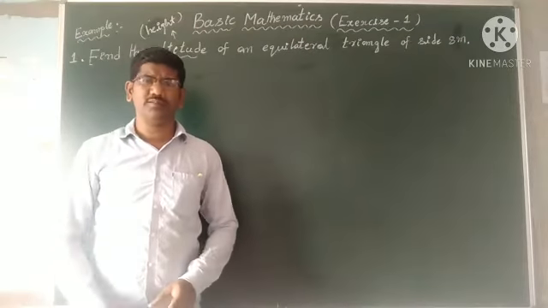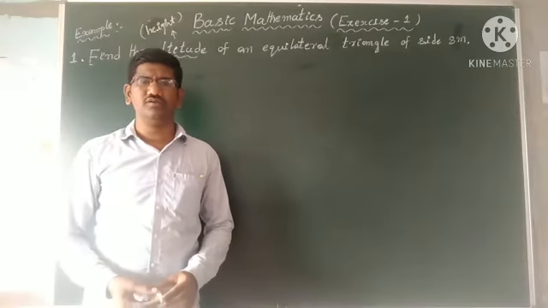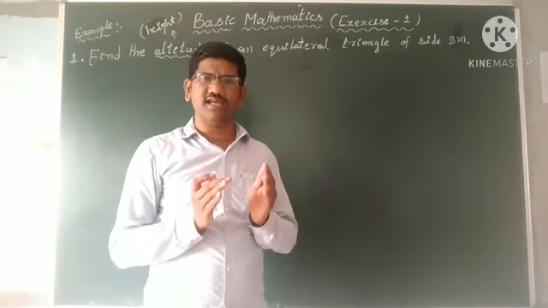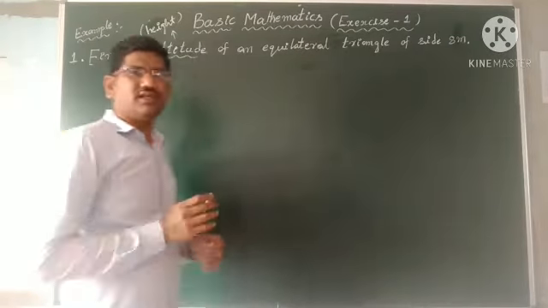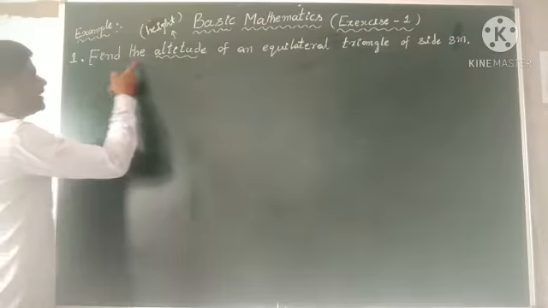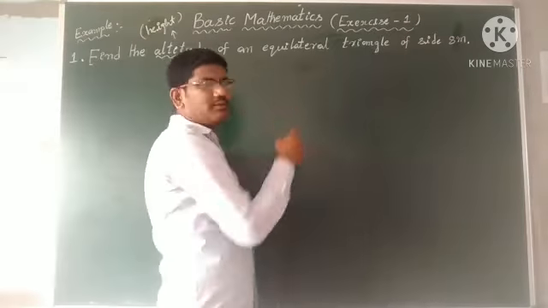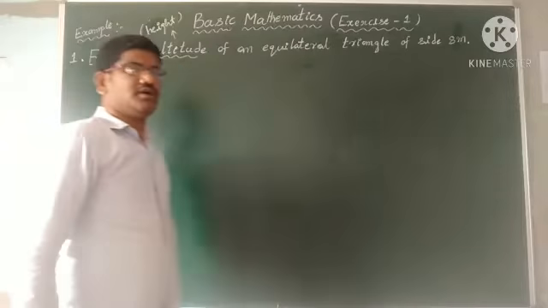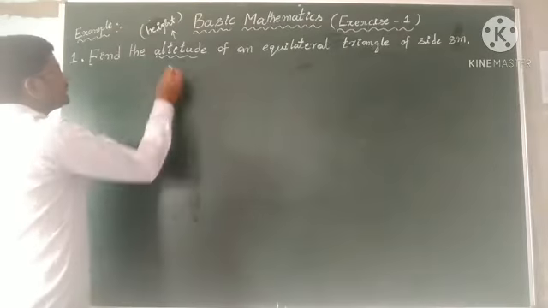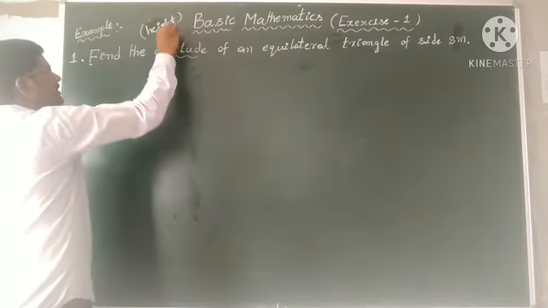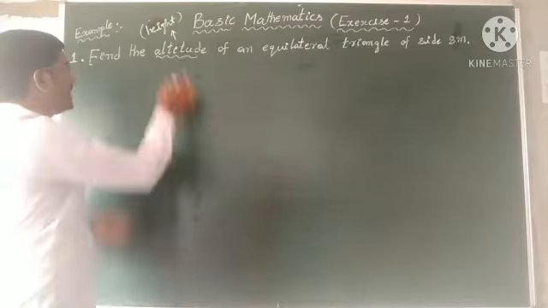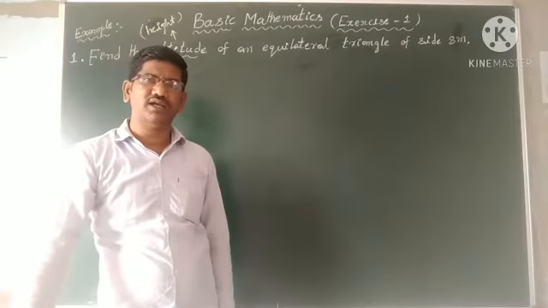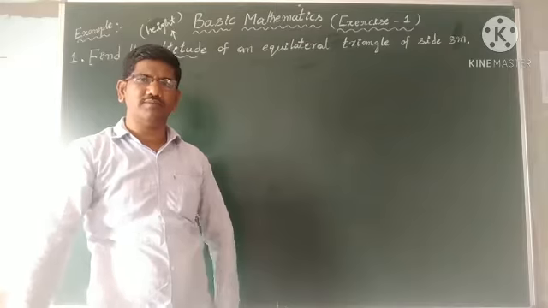Good morning, students. Today we can do some problems related to basic mathematics. The first problem is: find the altitude of an equilateral triangle of side 8 meters. So we have to find the altitude. Altitude means the height from the ground, or from the base of the triangle.